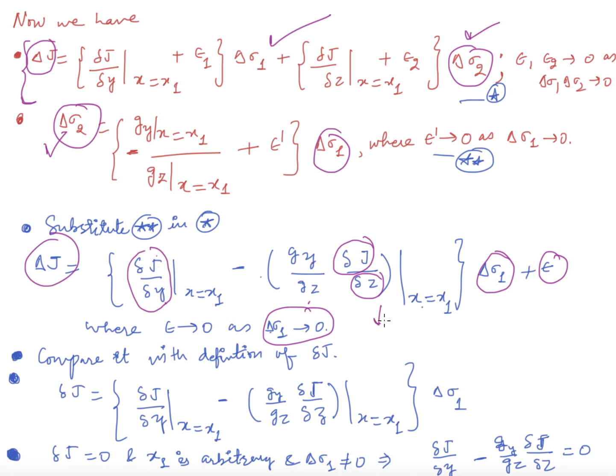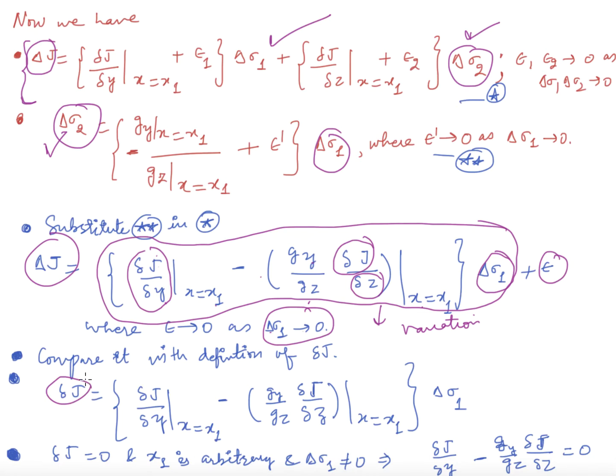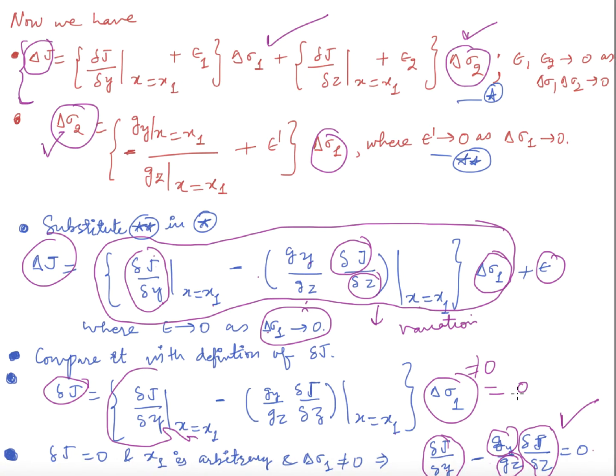Now compare it with the definition of variation of the functional. You will get that this is your variation of the functional j, right? So you have del j equal to this thing. Now the necessary condition for the extremum is that this should be equal to 0. Therefore we get this equal to 0, and this is not equal to 0, so this is equal to 0, and x1 is an arbitrary point. So you get that the variational derivative of j with respect to y minus gy divided by gz times the variational derivative of j with respect to z is equal to 0. This is what we got.